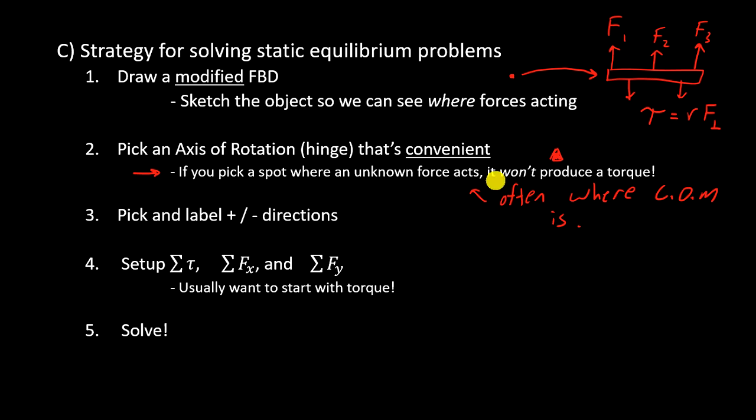If you have an unknown force, if you pick a hinge at that location, there's not going to be a torque. If I have my hinge right here, notice F2 would not produce a torque because there's no r, no distance away. So we'll want to pick an axis, a spot where it's rotating about.